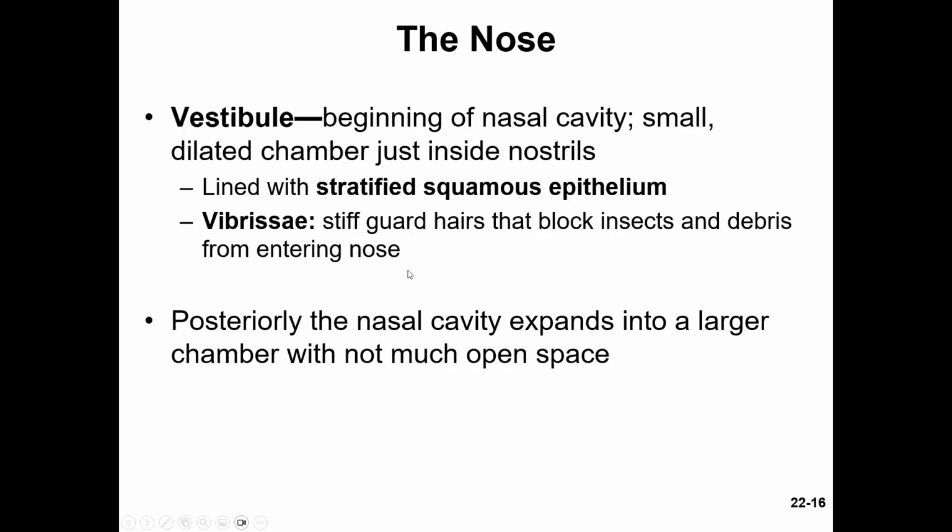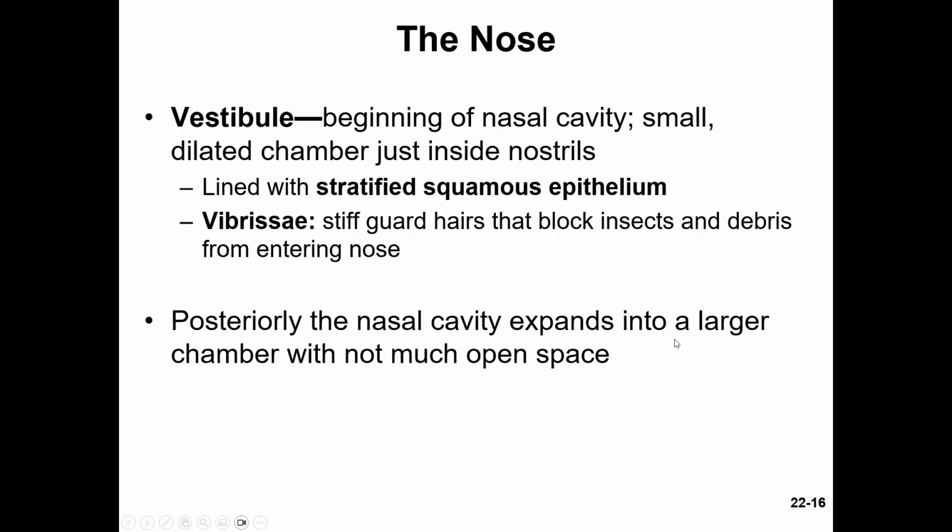So the nose itself has a vestibule area that's the beginning of the nasal cavity. That's that opening right here, right where air goes in. That area is lined with stratified squamous epithelial cells. We have little hairs that block, sounds gross, insects, right? And more importantly, debris from entering the nose. So there are reasons why we have nose hairs, right? Besides just embarrassing us, the nose hairs are there to prevent things that we don't want from coming in.